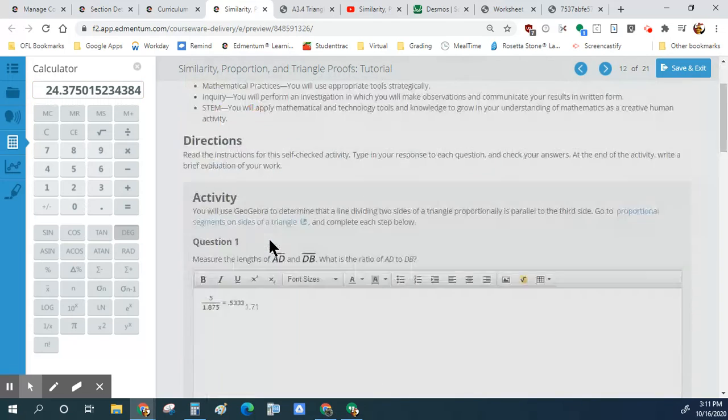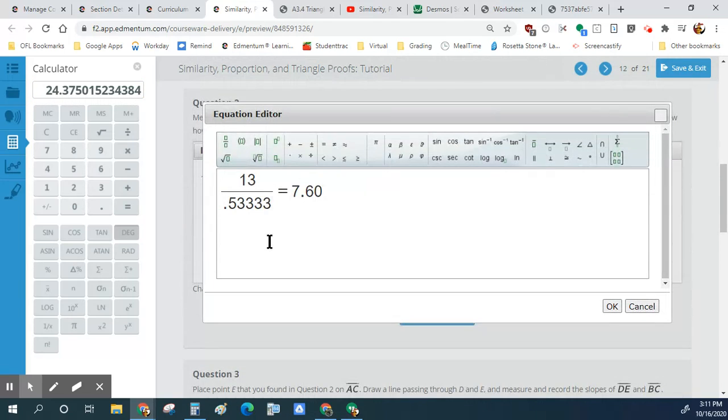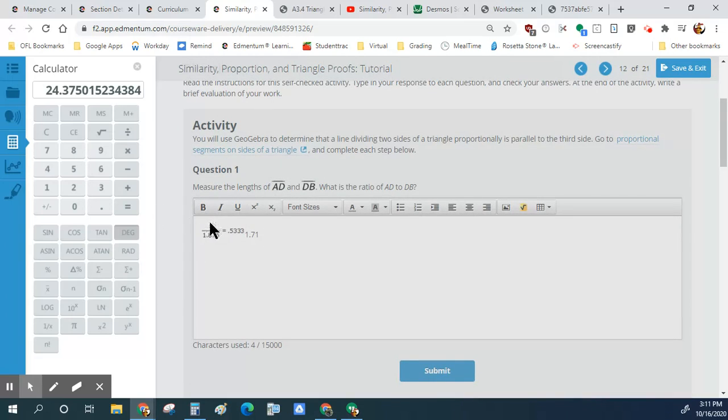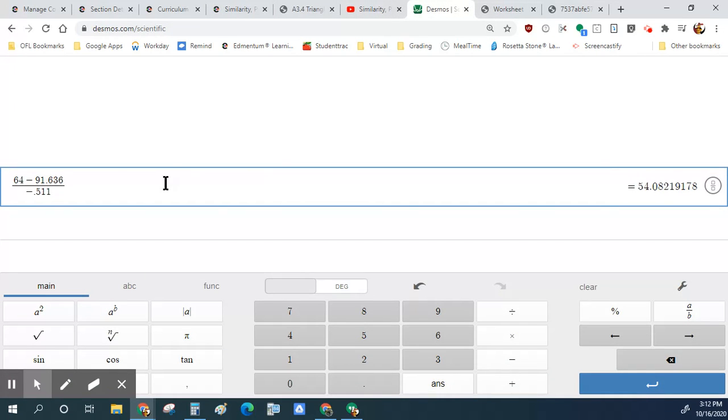It doesn't make sense. Big divided by small, we got that. Mm-hmm. We do big divided by small. I don't trust this calculator anymore.